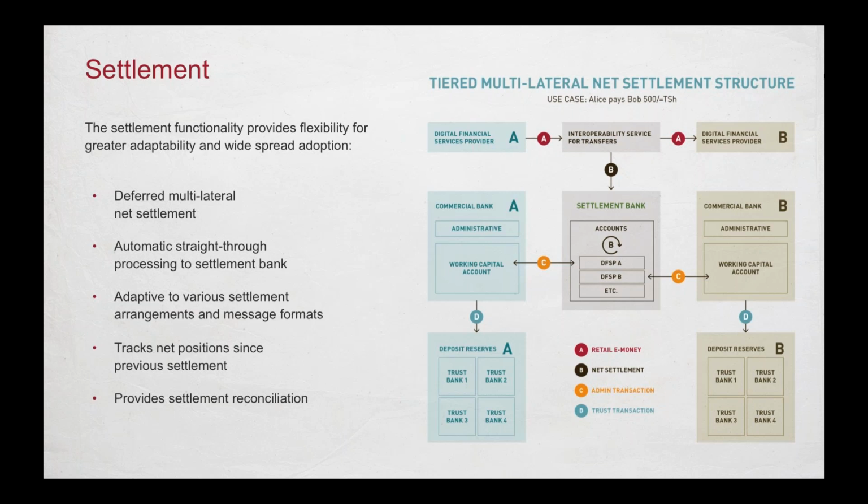The other thing that's provided here is settlement reconciliation. At the end of a settlement window, all of the transactions that were cleared during that and settled during that settlement window are provided back in batch to the individual providers so that they can resolve and check off the outstanding positions that they have.